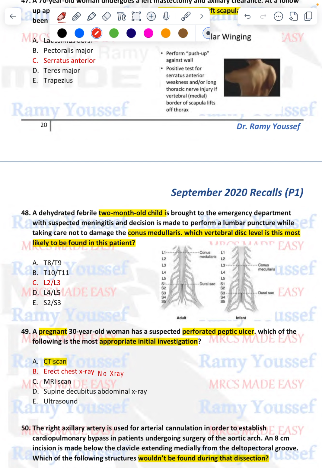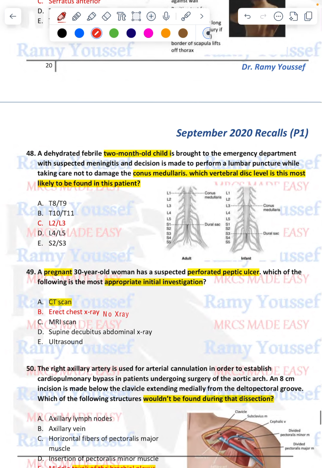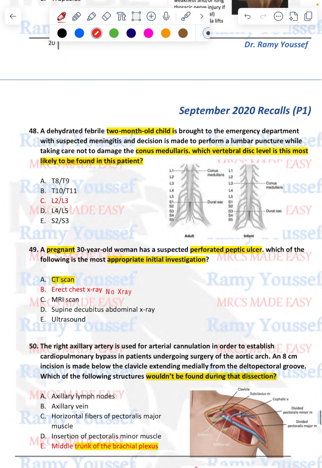The joint capsule will not be there, and this is the way to the axillary lymph nodes. So a big incision is taken. Axillary lymph nodes are there. Horizontal fibers of pectoralis major are going to be the insertion of the pectoral. The middle trunk of the brachial plexus is very far away. It wouldn't be found during dissection.